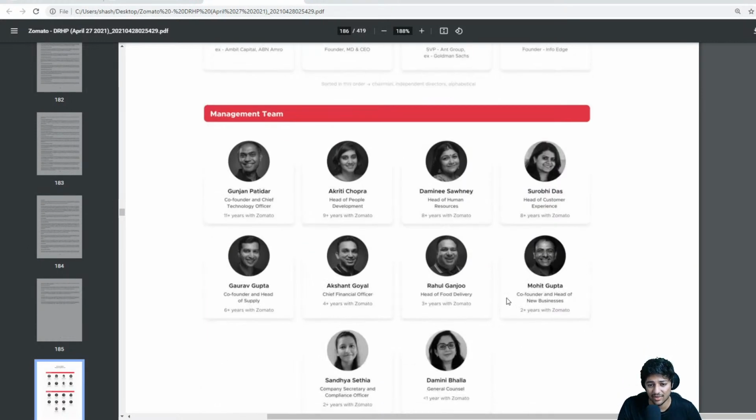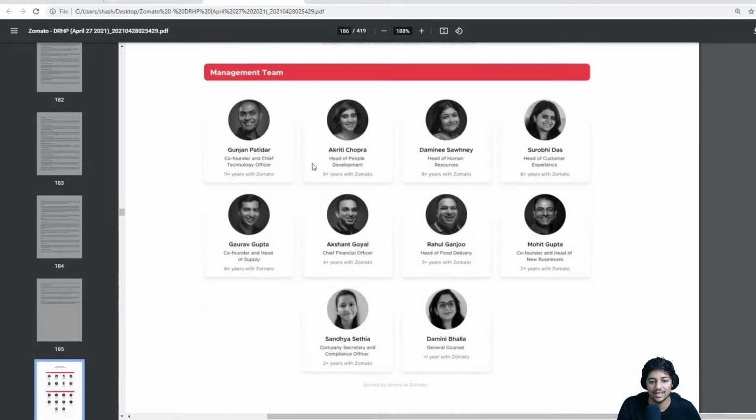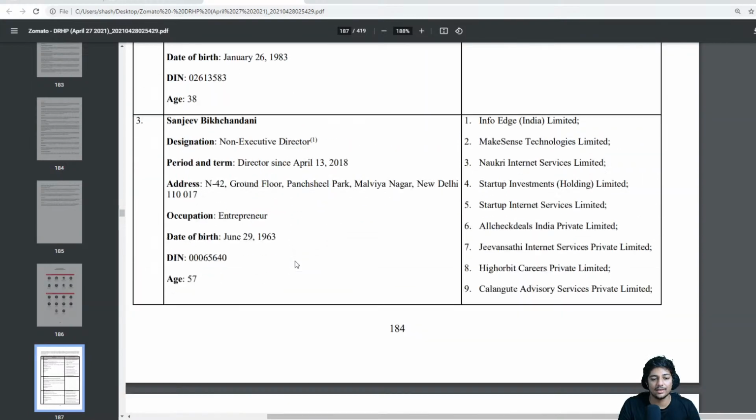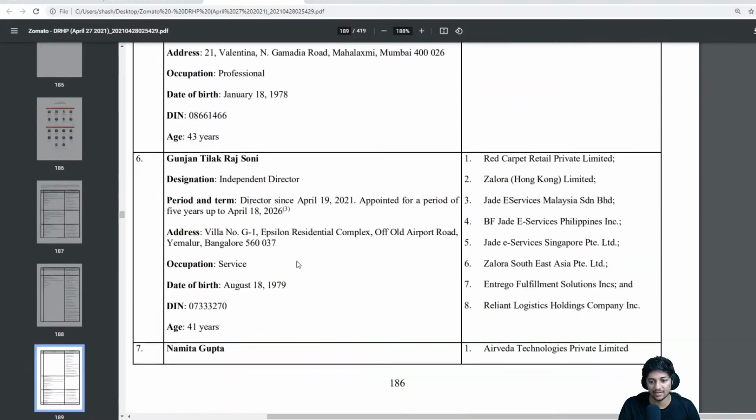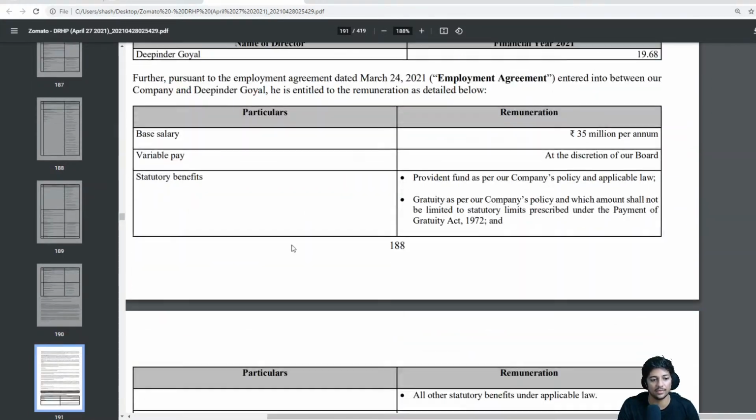Then you look at the management team and see who is there in this current business right now, and for how many years. Gunjan Patidar, who is the co-founder and CTO in Zomato. Gaurav Gupta, who you might have seen in the ads, is head of supply chain and co-founder as well. So that is basically who the founders were. That's it. Then all this is again irrelevant information.